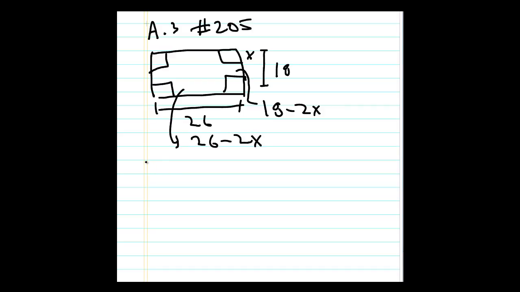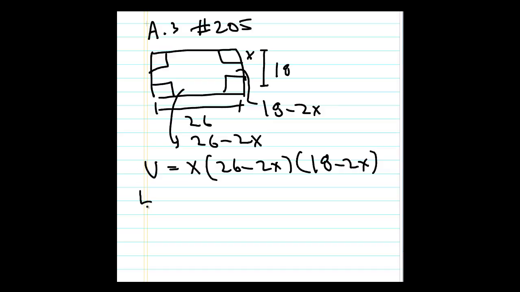So that gives us an equation for the volume of the box. V is going to equal x, which is the height, remember we're folding up x here, times 26 minus 2x times 18 minus 2x. Okay, and that was the first question. Okay, for part B, we're asked to find out the volume of the box when x is 1, when x is 2, and when x is 3. We're simply going to plug those values in.